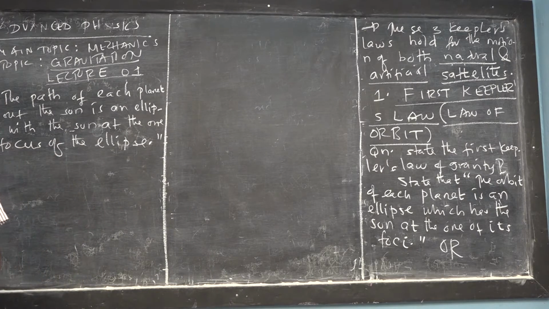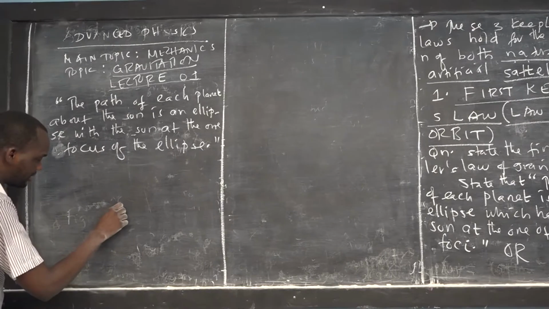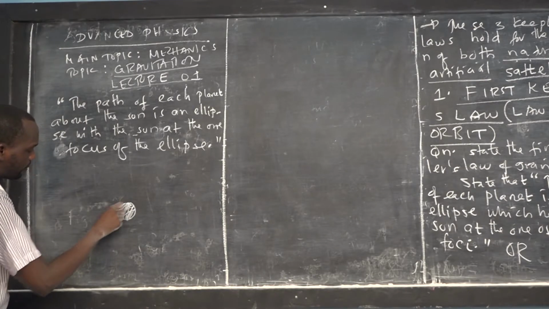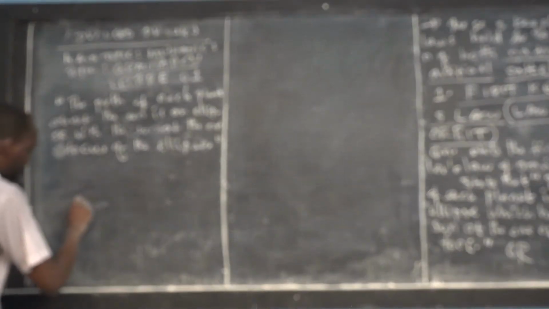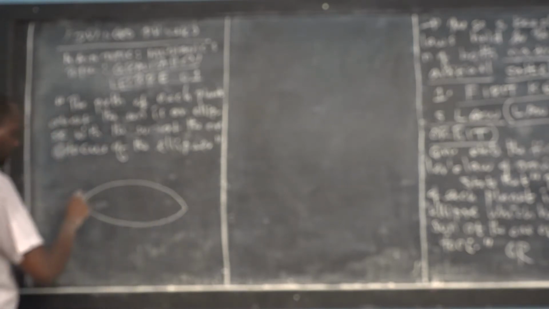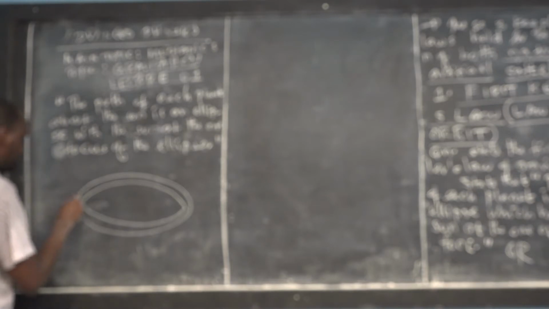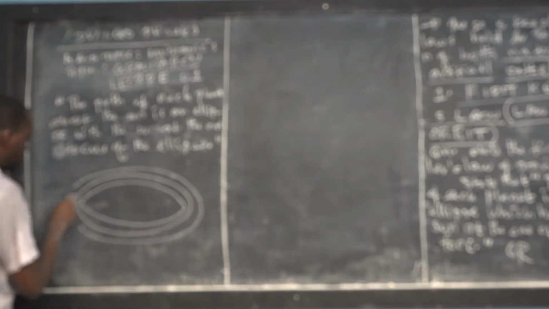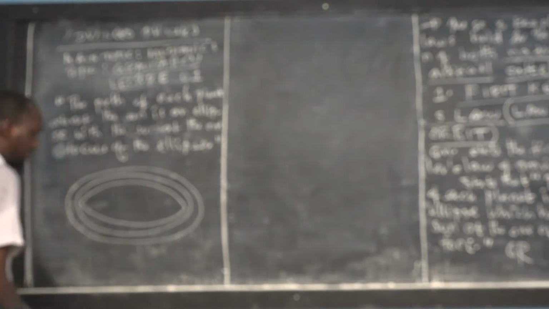So what does it mean? When we draw, we say that this is the sun. I think it's better if we draw the ellipse first and then I introduce the sun. So suppose that this is the ellipse of the first planet. This is the ellipse of the second planet. You may draw your ellipse more correctly than what I do, by using a compass. So this is the ellipse.